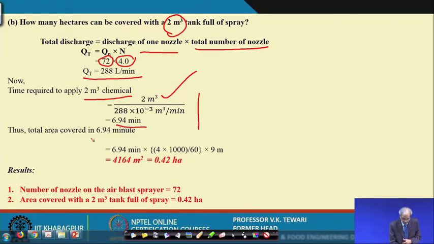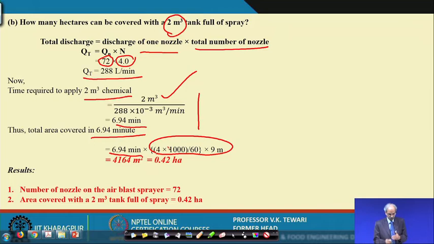So, the total area covered during this period, what is the area covered? Because you know the speed at which it moves. So, you should be in a position to find out, because this is the one and this is what you get, the distance covered, and this is the rate at which it is moving. So, you can get this, and hence this much area. So, the answer is 72 nozzles and this much hectare. If you have a 2 meter cube tank full of spray here, it will cover about 0.42 hectares. This is what it says.